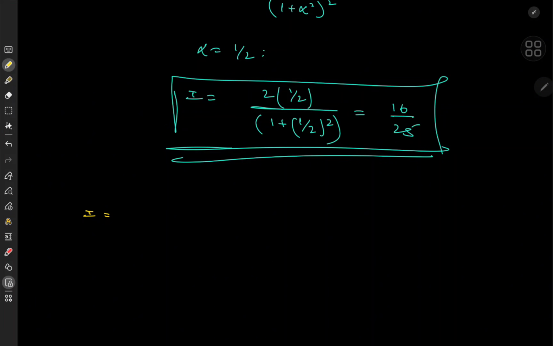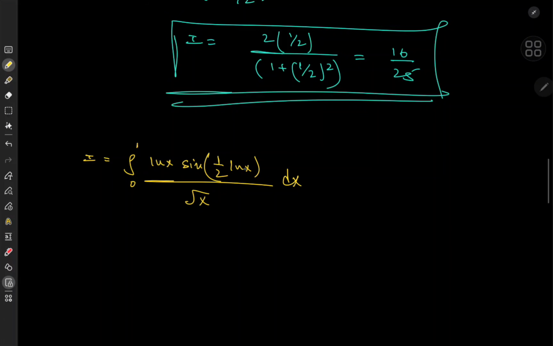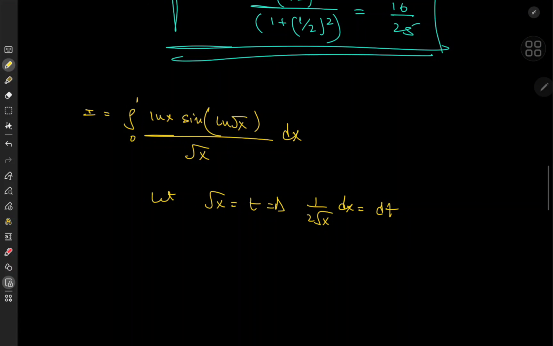So the new target integral I is the integral from 0 to 1 of log x times sine of 1/2 of log x, over root x, dx. And that looks pretty similar. This is in fact the sine of log root x. And the strategy here is to first let root x equal t. And this implies that 1 over 2 root x dx equals dt. The limits are clearly not bothered. I mean, root 0 is 0, root 1 is 1.